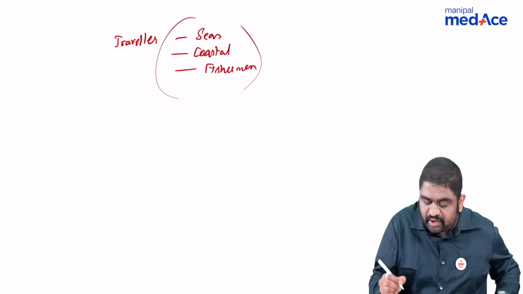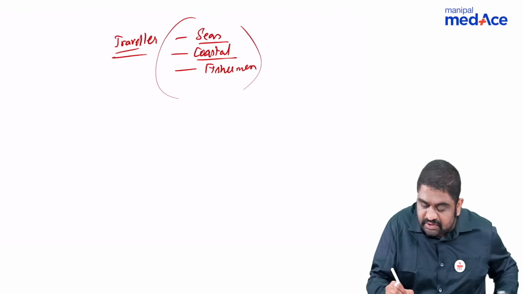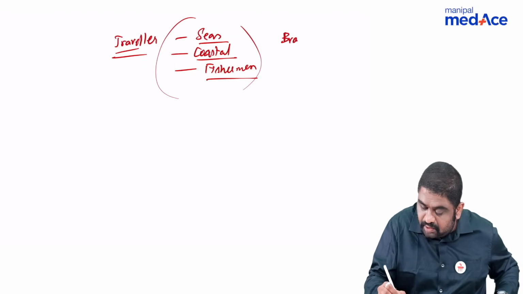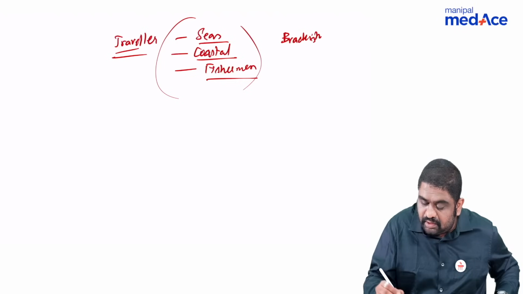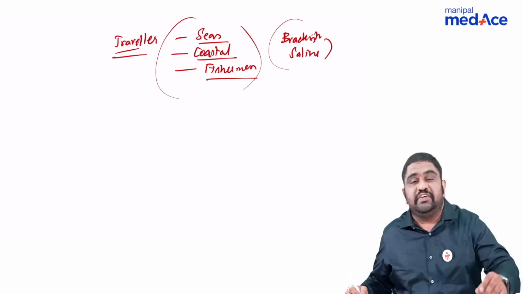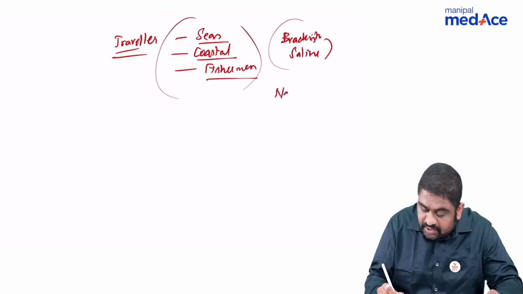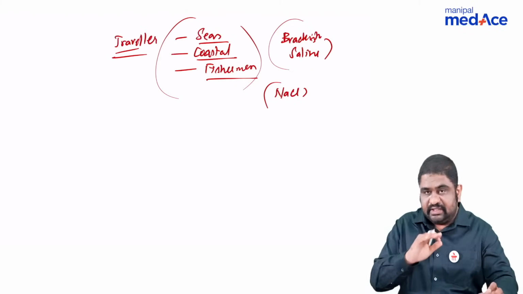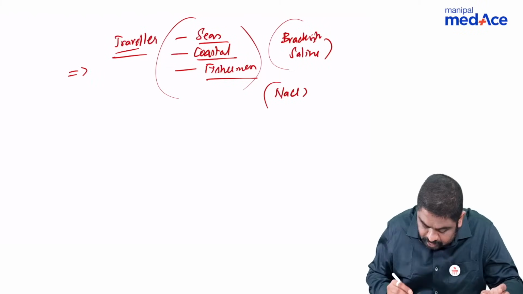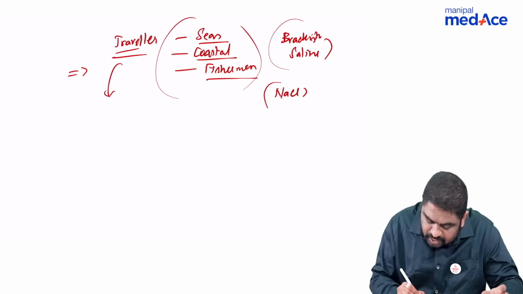Now, no matter what it is, if he's traveling through the seas or meeting with brackish water, that is saline water of the seas, then think of a microbe which is capable of surviving high concentrations of NaCl. This is the clue to begin with. But they also said the traveler had consumed oyster.